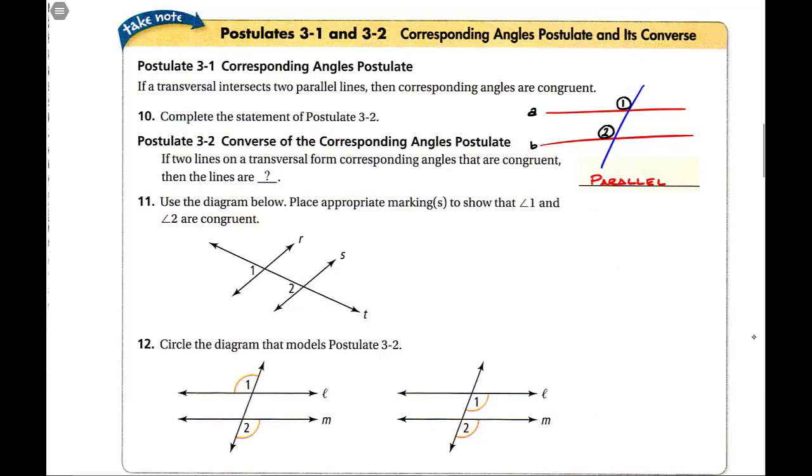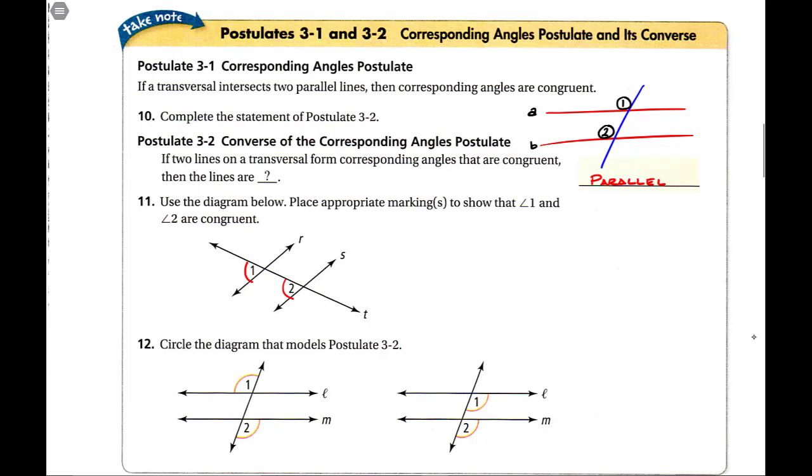So using the diagram below, place the appropriate markings to show that angle 1 and angle 2 are congruent, and that's just very simply putting in those congruency symbols that we've seen many times before.